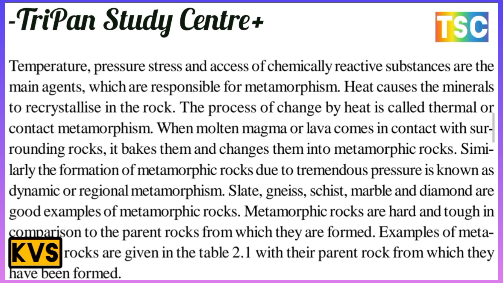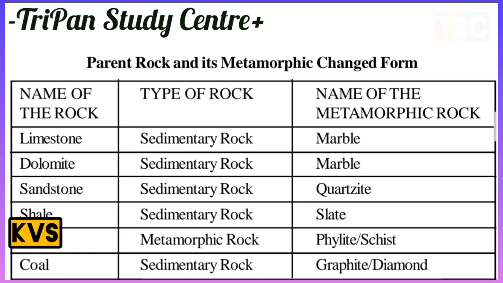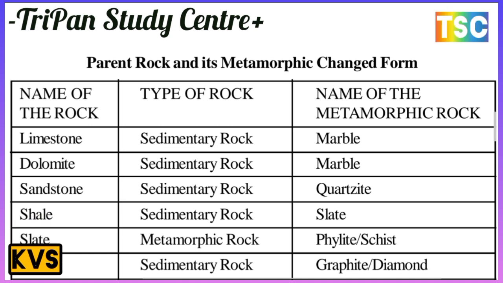Examples of metamorphic rock are given in Table 2.1, which shows the parent rock from which they have been formed. The table shows the name of the parent rock, its type, and the name of the metamorphic rock. Limestone is a sedimentary rock, and it forms marble. Dolomite is a sedimentary rock, and its metamorphic rock is also marble.